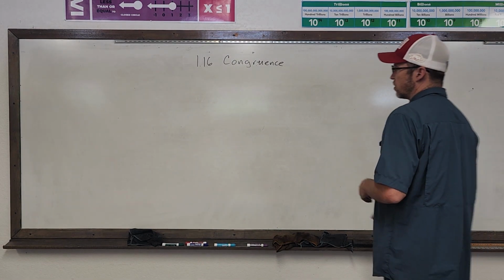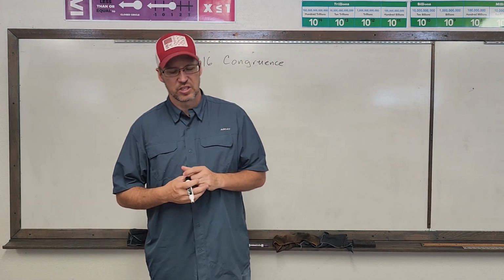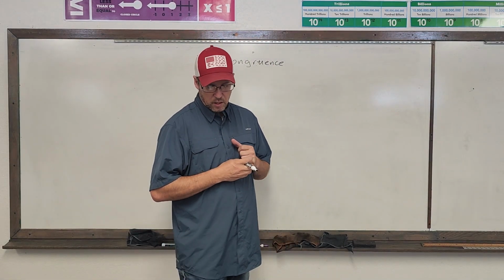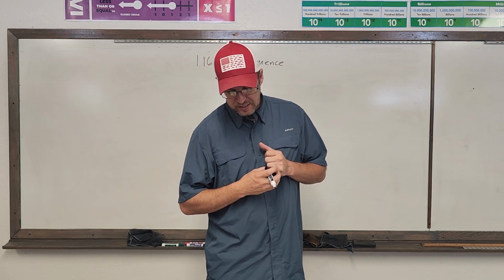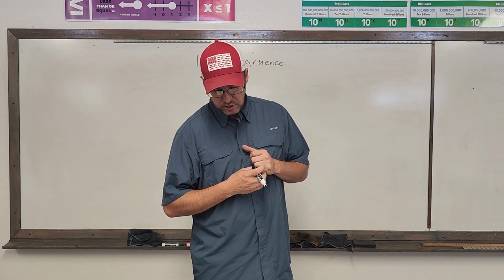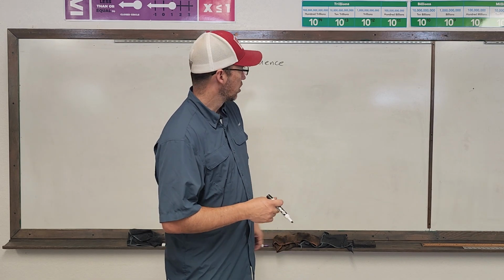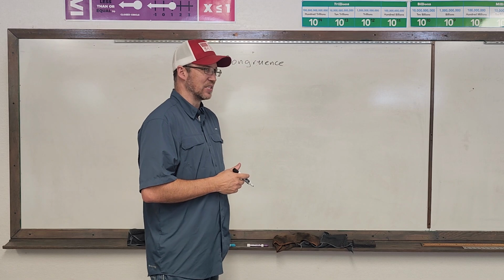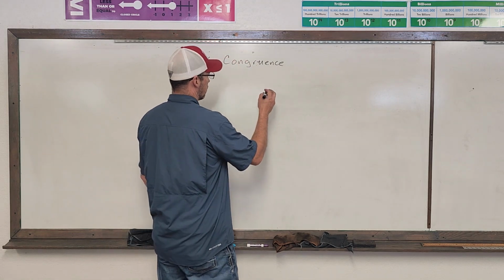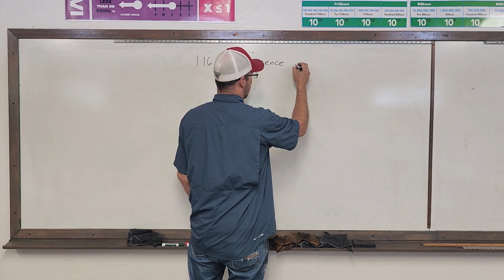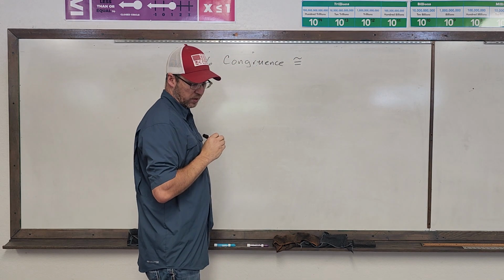Alright, plane geometry 1.16, congruence. Congruence basically just means the same. Two plane figures are congruent if they have the same size and shape. Such figures can always be made to coincide. A new symbol that we're going to see is the symbol for congruence. Two things being congruent to each other has the symbol: it's like an equal sign along with an approximate wave above it.